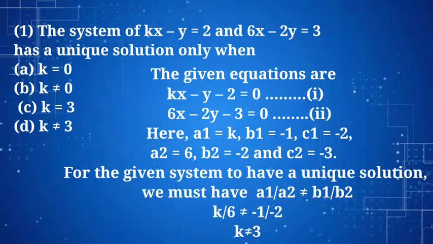Here what is a1? k, b1 is minus 1, c1 is minus 2, and a2 equal to 6, b2 equal to minus 2 and c2 equal to minus 3. Substitute in this condition. So here k by 6 not equal to minus 1 by minus 2. Therefore, k can be written as it is not equal to 3. So the correct option is D, k not equal to 3.